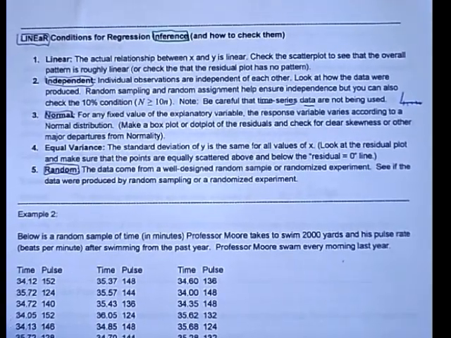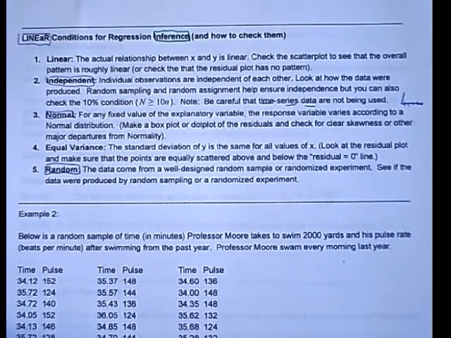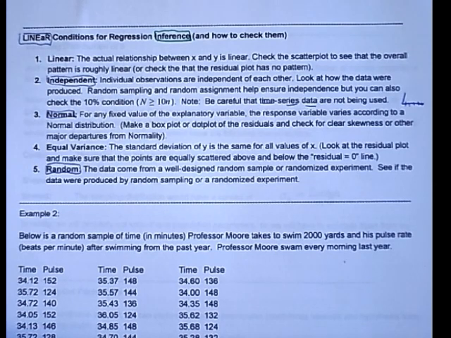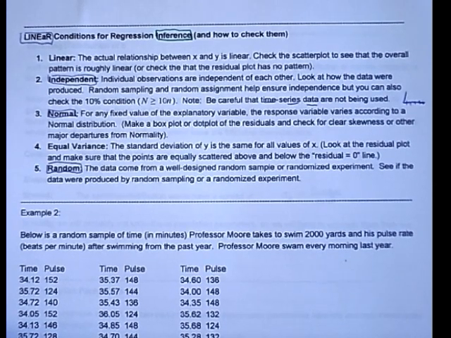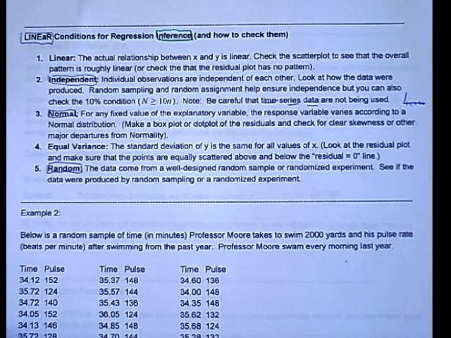And normal, it says for any fixed value of the explanatory variable, the response variable varies according to a normal distribution. So the way we're going to check that in this context is we're going to make a box plot or a dot plot of the residuals and make sure there's no skewness or other major departures from normality.